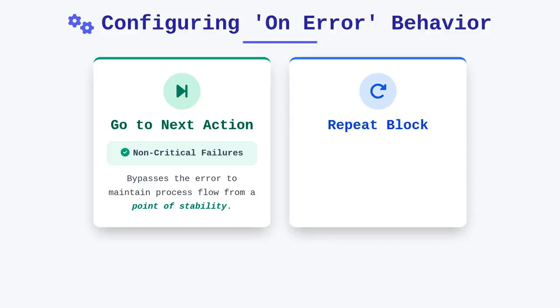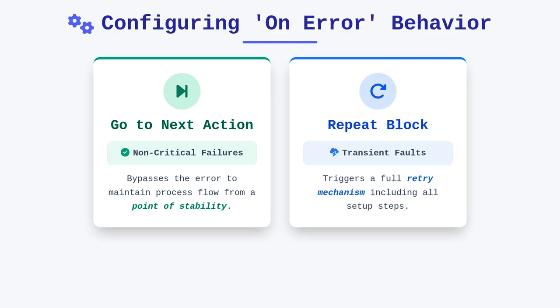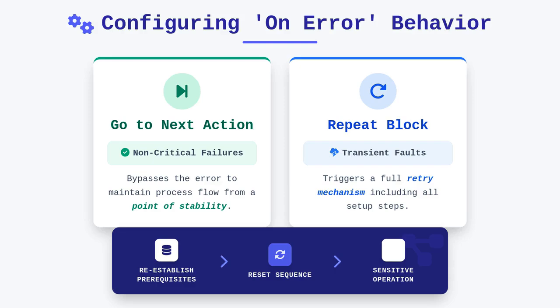However, when dealing with transient faults like network spikes or temporary application locks, the repeat block command is often the superior choice. By repeating the block, we trigger the execution from the very first step of our grouped sequence, effectively providing a retry mechanism that includes all the necessary setup steps. This approach ensures that if a prerequisite like a database connection is lost, it is reestablished before the sensitive operations are attempted again.